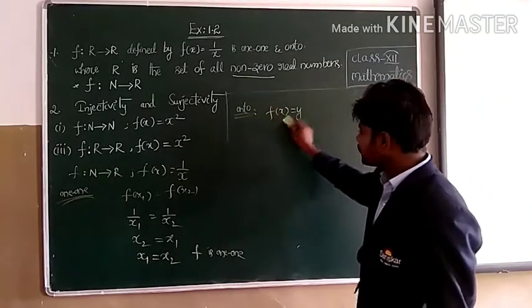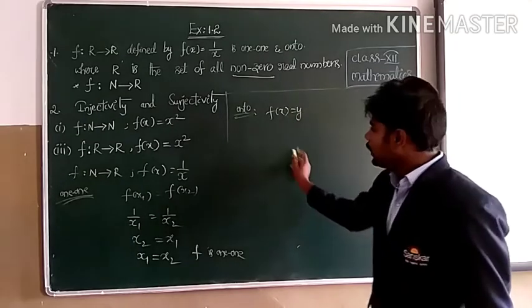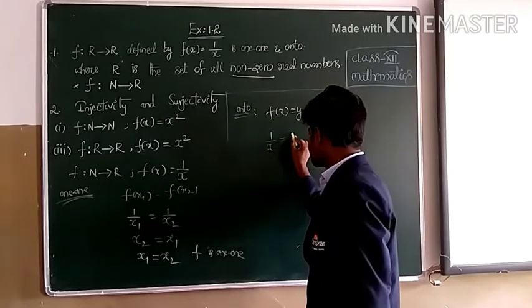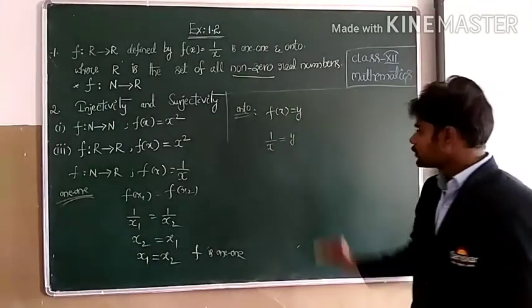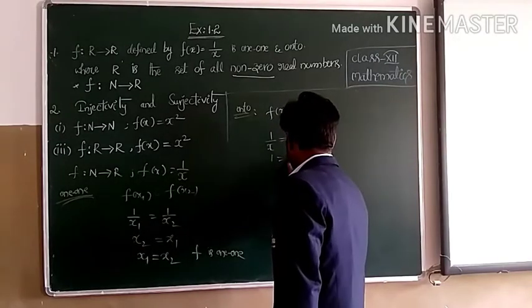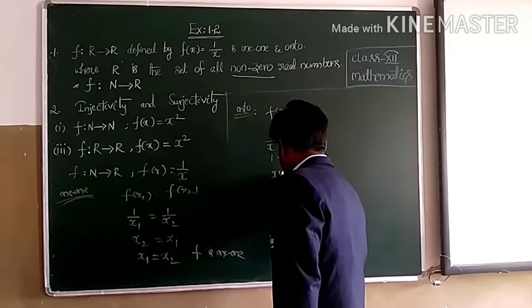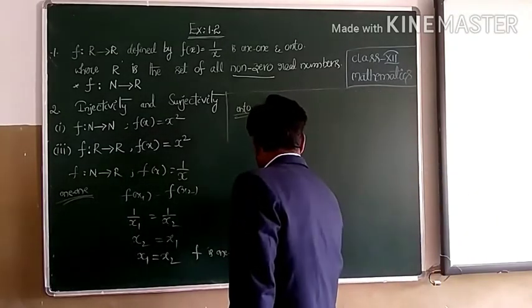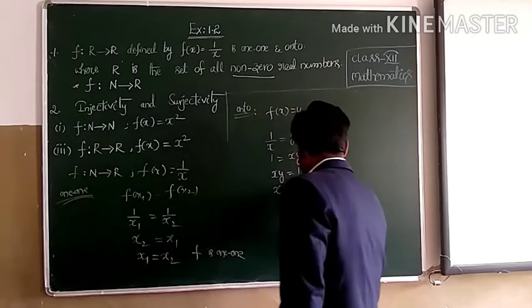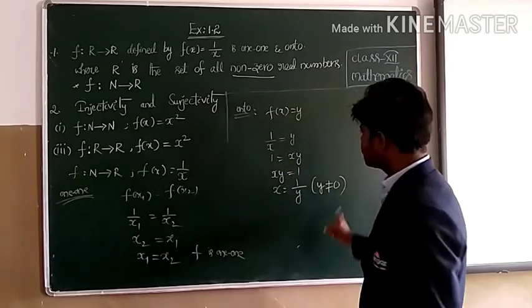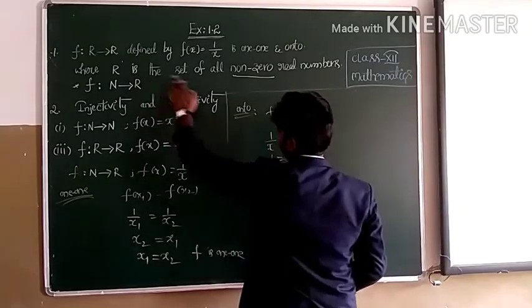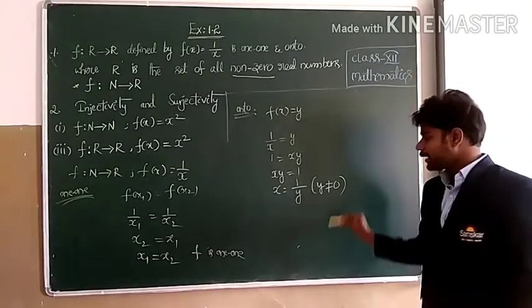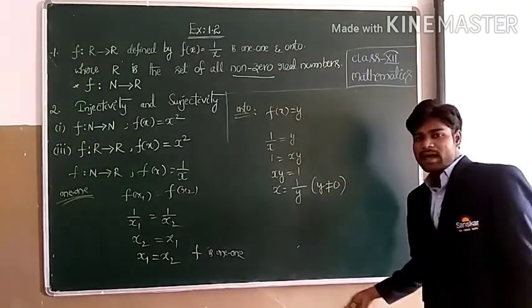Okay. So now see, f of x is equals to y. So f of x is equals to how much? 1 by x is equals to y. So now 1 is equals to x into y, xy. So I can write this, xy is equals to 1. Now x is equals to 1 by y and y is not equals to 0 because the given R is already the set of all non-zero real numbers. So that's why y is not equals to 0. Except 0 we can take any other real numbers.